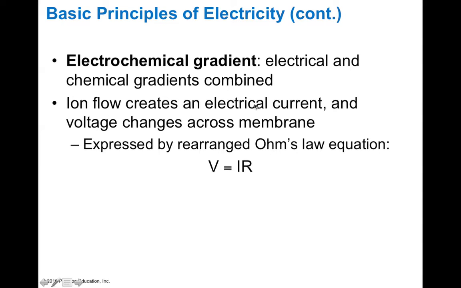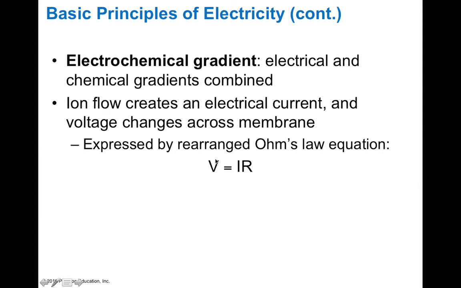Ion flow creates current, and voltage changes across the membrane as a result. Remember, this actually can be expressed by rearranging Ohm's law, where we can say that voltage is equal to current times resistance. So as long as you have a current and there's a resistance present, then you have a voltage. If there is no current, then voltage will be zero. So what we find then is that voltage represents the movement of ions and the resistance of the flow of those ions. And all of these are actually proportional.